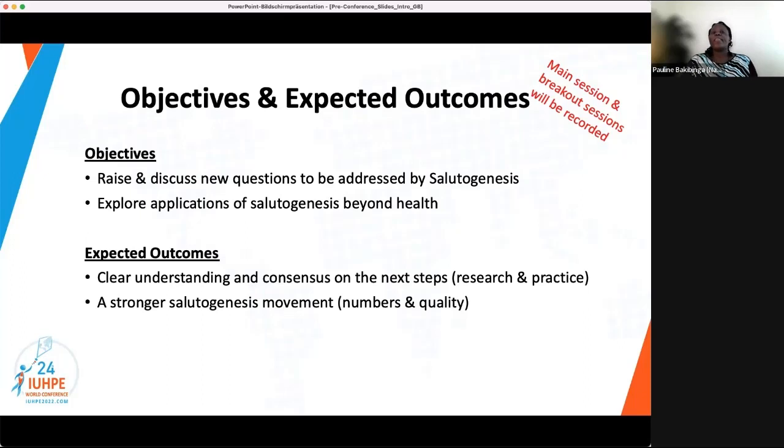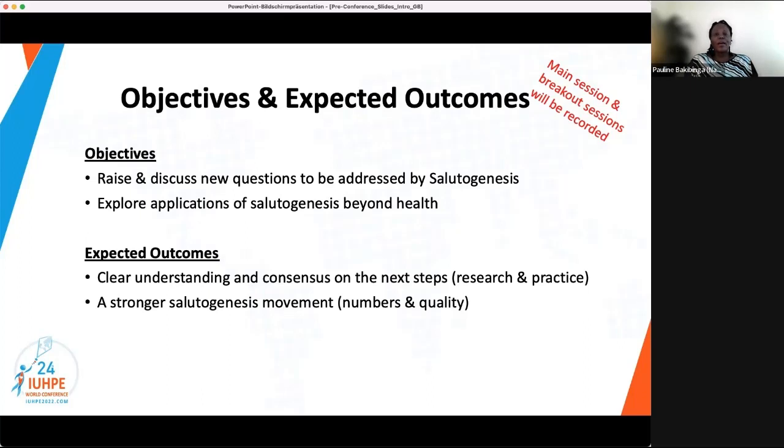And we hope that at the end of this session, we would have a clear understanding and hopefully more consensus on the next steps regarding what is needed to be explored in terms of research as well as in practice. And lastly, but not least, we hope that the salutogenesis family would grow in terms of numbers and quality.